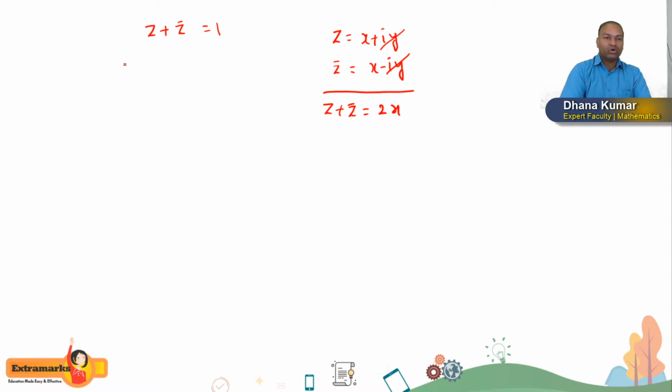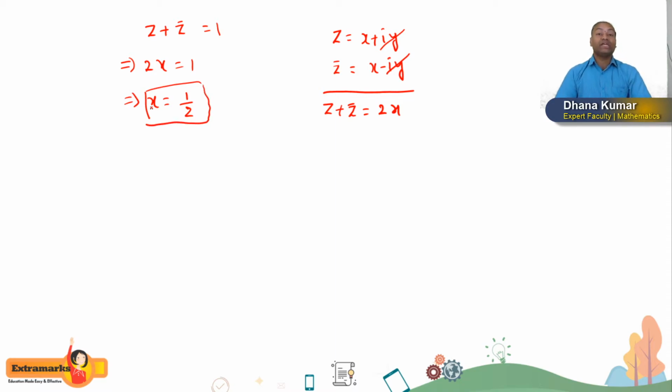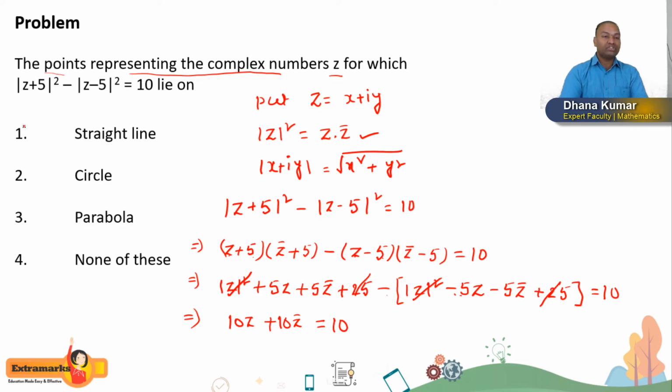Nothing else is there. Okay, so 2x is equal to 1, implies x is equal to what? 1 by 2. Is x equal to 1 by 2 a circle? No. Parabola? No. But x equal to 1 by 2 represents what? A straight line. So which option is correct? First option is correct. That's my point. So this is the procedure for finding the locus of z.